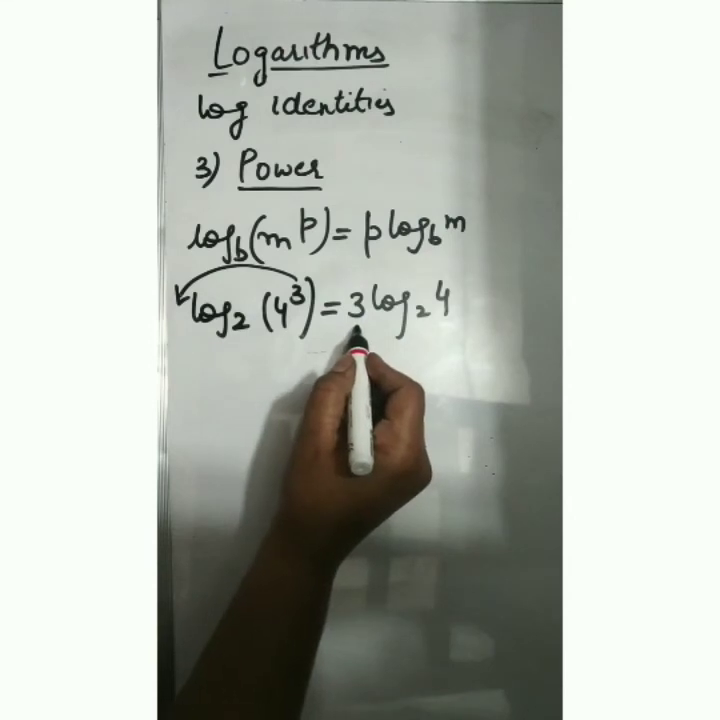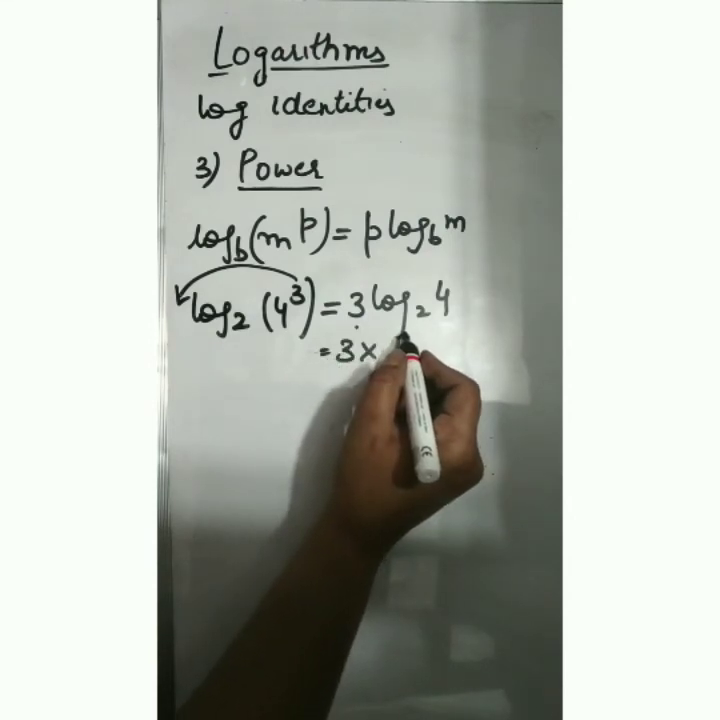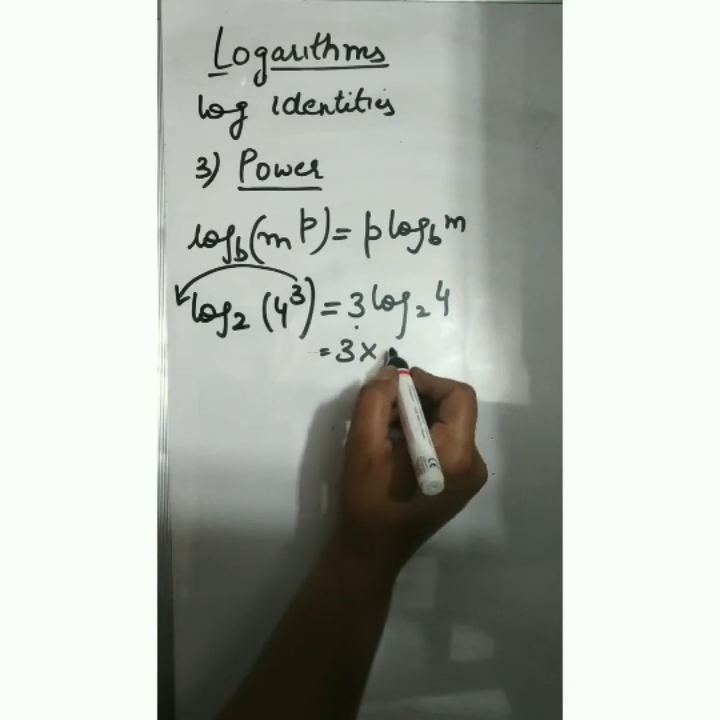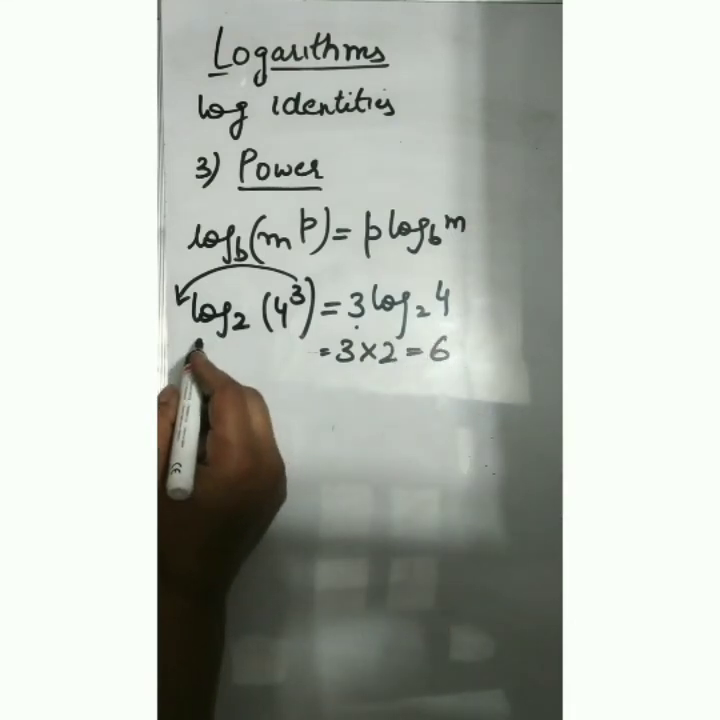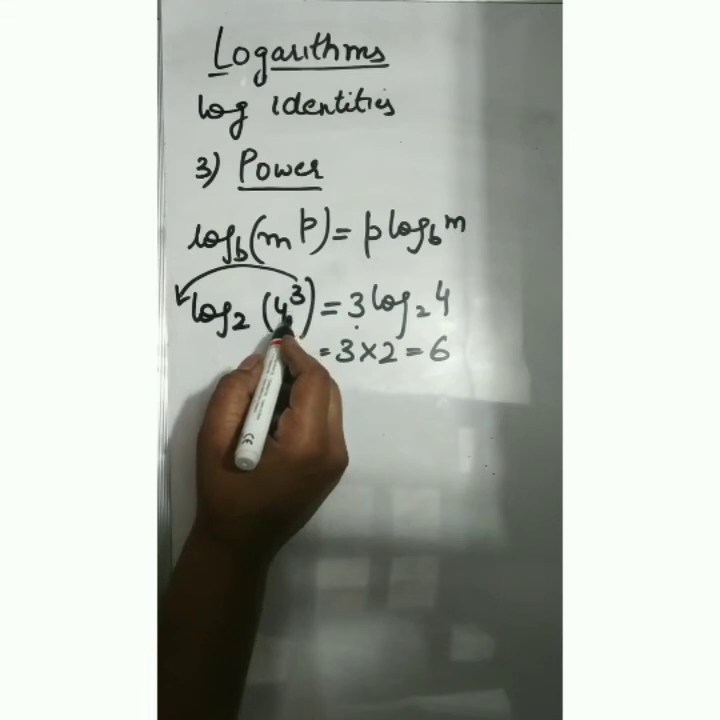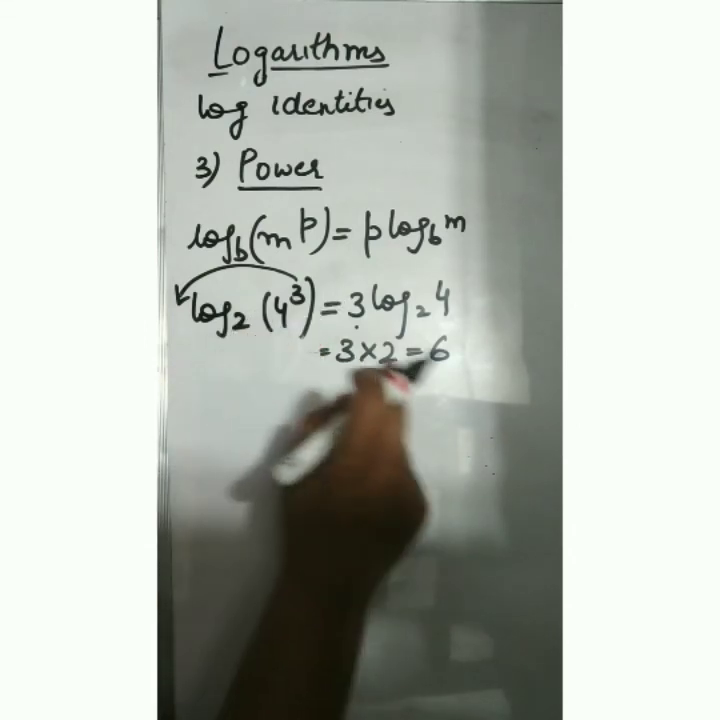Right? The 3 has come here. So now we can solve 3 into log of 4 to the base 2. That means how many times we multiply base 2 so that we can get 4, which we know is 2. So 3 into 2 is 6. So log of 4 to the power 3, that is 64, log of 64 to the base 2 is 6.